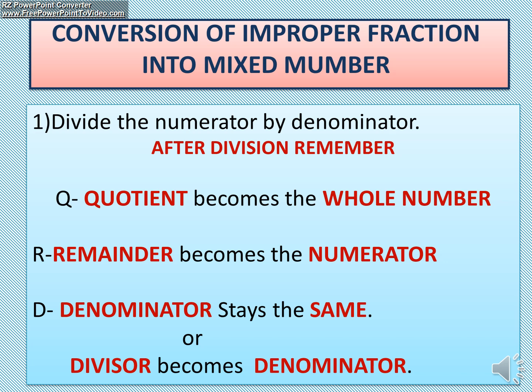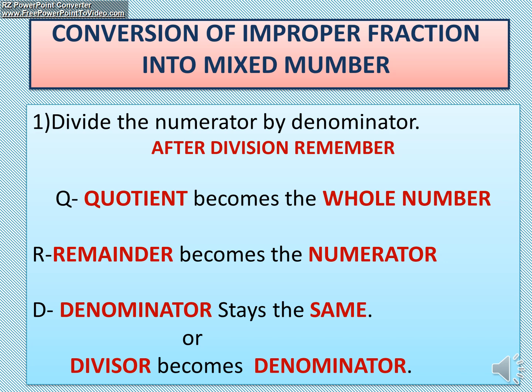Now after division, remember what we are supposed to remember? QRD. That is, quotient becomes the whole number, remainder becomes the numerator, denominator stays the same, or D also comes for divisor becomes a denominator.